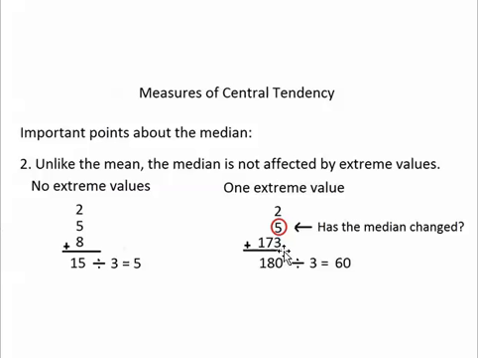Think about the incomes of people in a neighborhood. If there's a person in the neighborhood who makes 50,000 a year, and that person moves out of the neighborhood, and another person moves in who's a billionaire, that billionaire will raise the mean income of the neighborhood, but that billionaire won't have an effect on the median because the middle value will still just be the middle value.